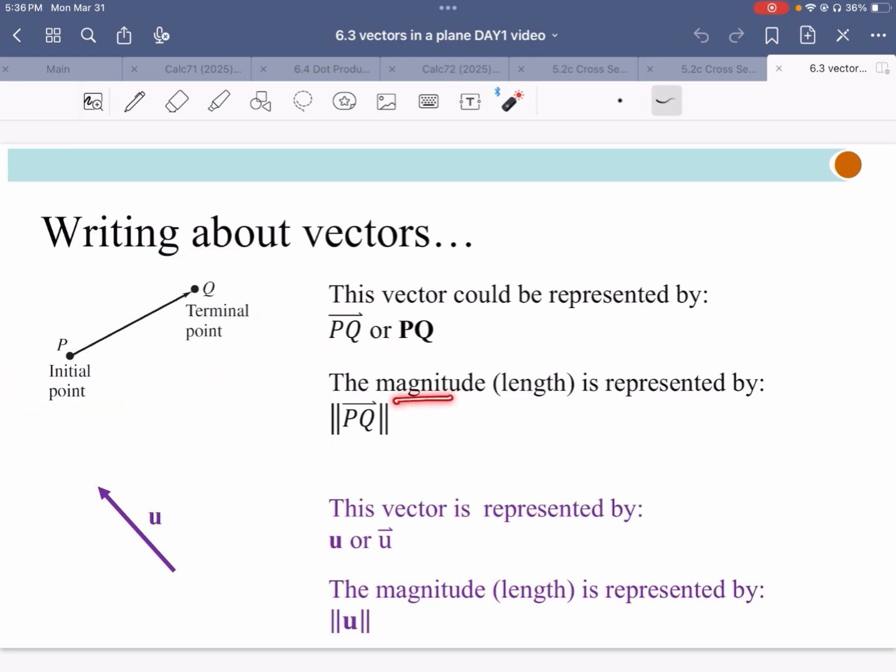The magnitude of the vector is simply the length of the vector. The magnitude is represented by these double bars around it. It's a little bit like absolute value, but it's not absolute value. It's the length of the vector, and we use the double bars around the name of the vector.